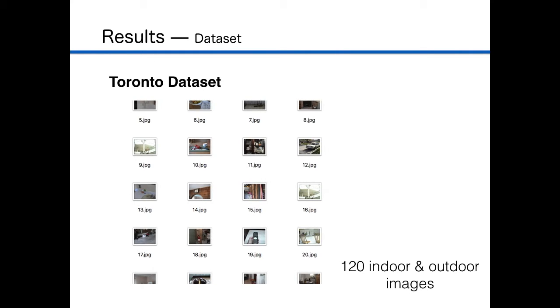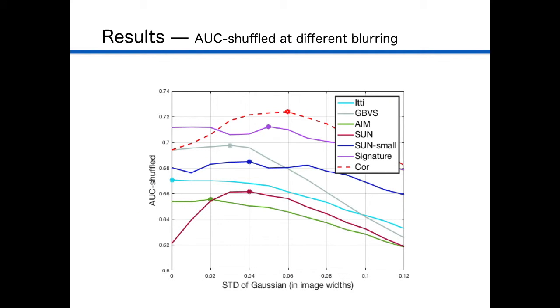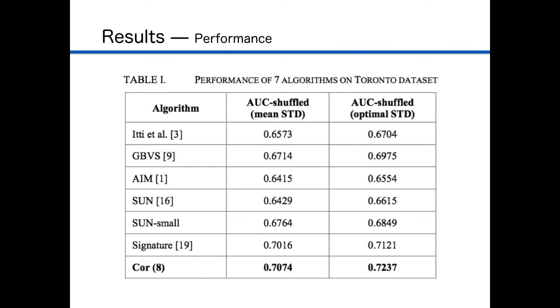The model was tested on the Toronto dataset. It contains 120 indoor and outdoor images. This is the result compared with other models. Notice how a bigger sigma of Gaussian initially increases the score, then reaches an optimal value, and then falls down. Our model is competitive. The overall performance is by average from the previous curve and the optimal value.